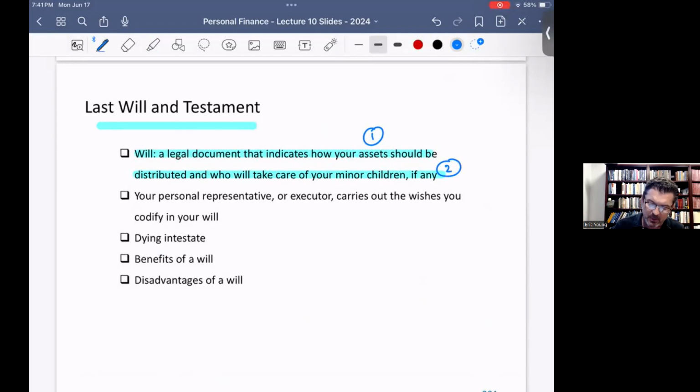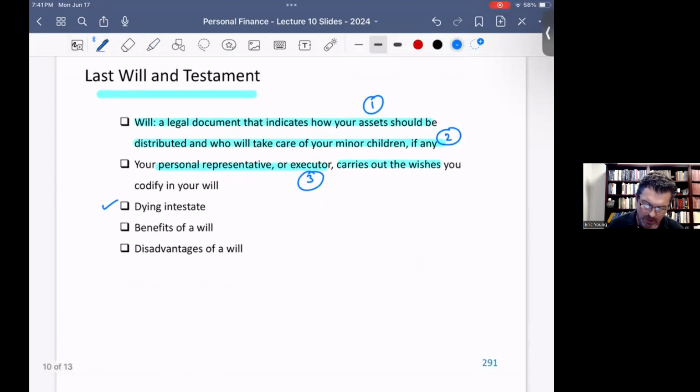A last will and testament is also where you're going to nominate and name your executor. So in your last will and testament, you're going to name your executor, your personal representative, and then tell that executor who gets your stuff and how your kids are going to be taken care of. Your executor or personal representative carries out your wishes. We've already discussed what dying intestate means and that you don't want this to happen.